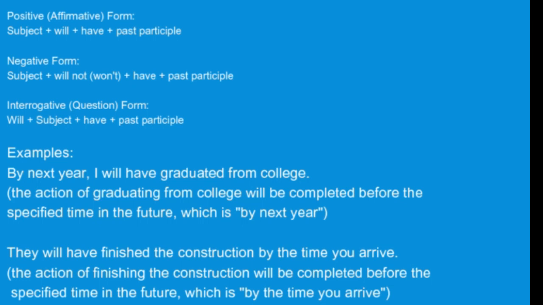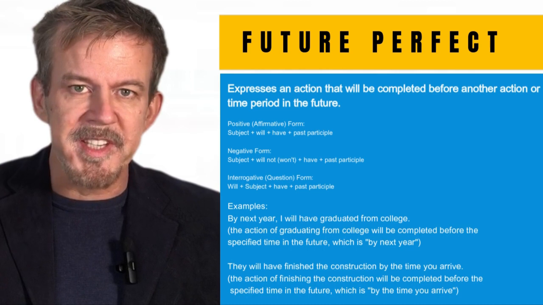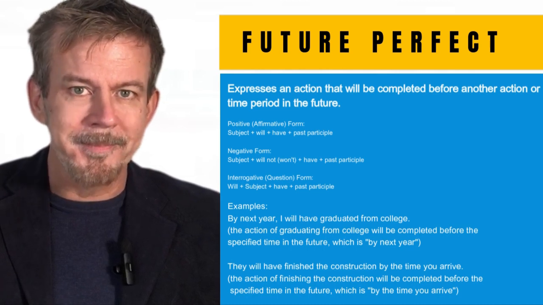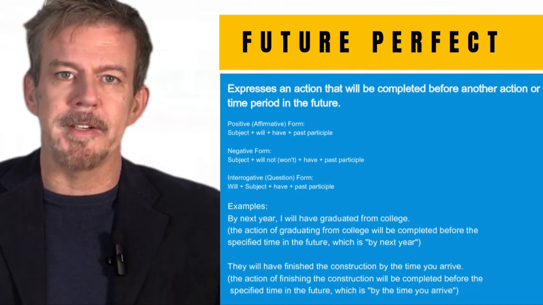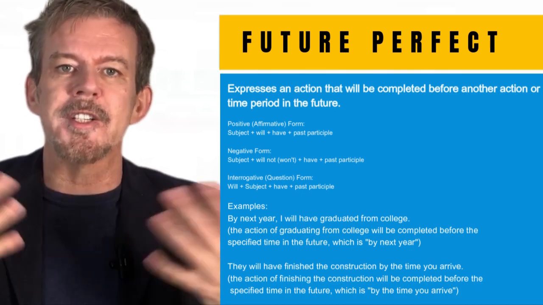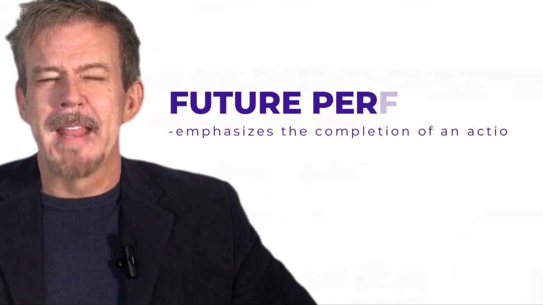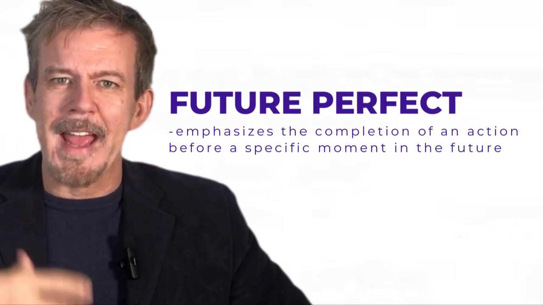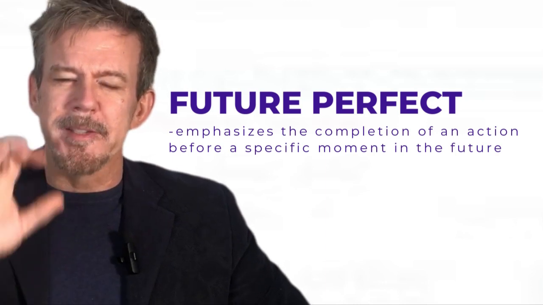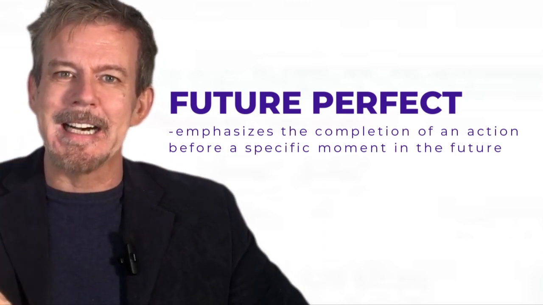Or, they will have finished the construction by the time you arrive. What's the specific point in the future? It is by the time you arrive. What's the action? They will have finished the construction. So again, future perfect emphasizes the completion of an action before a specific moment in time in the future.